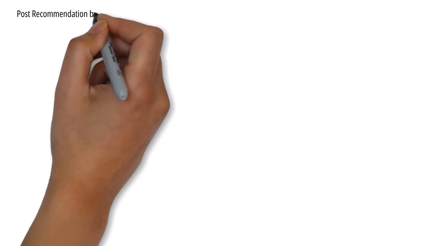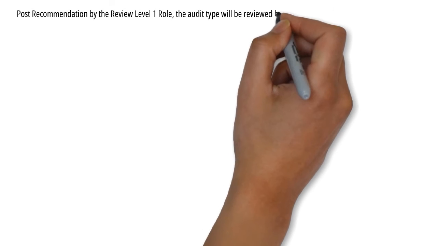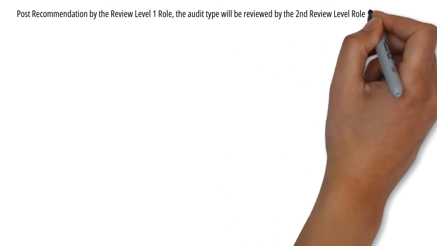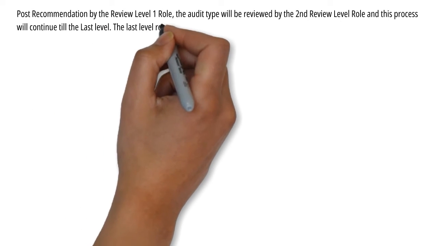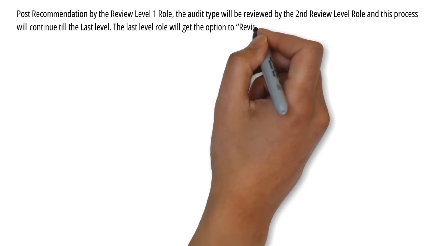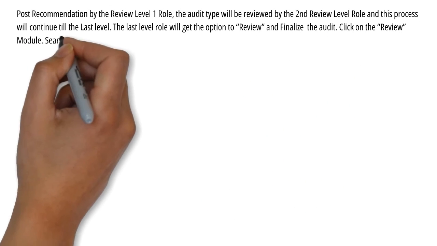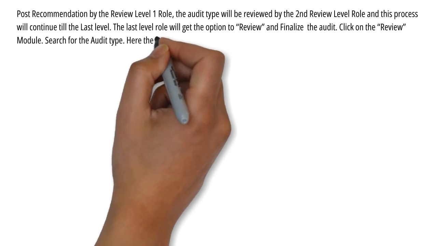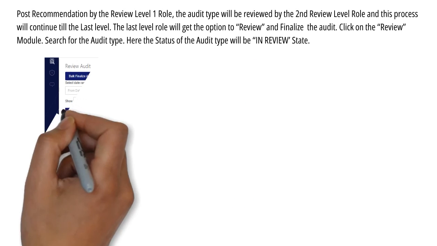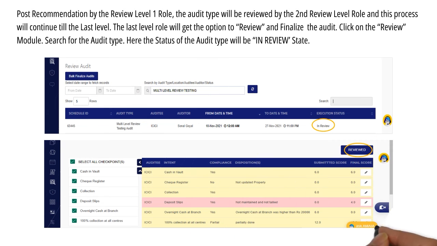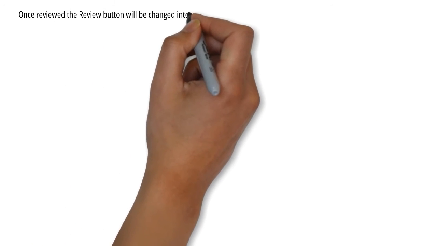Post recommendation by the review level 1 role. The audit type will be reviewed by the second review level role, and this process will continue till the last level. The last level role will get the option to review and finalize the audit. Click on the Review module. Search for the audit type. Here the status of the audit type will be in review state. Once reviewed, the review button will be changed into finalized.